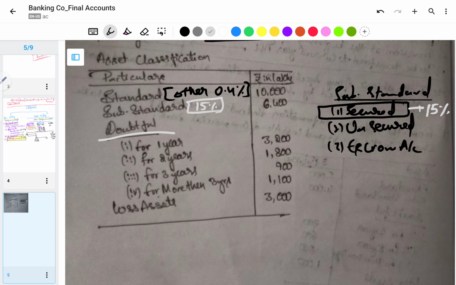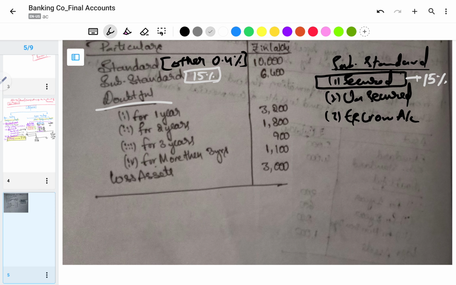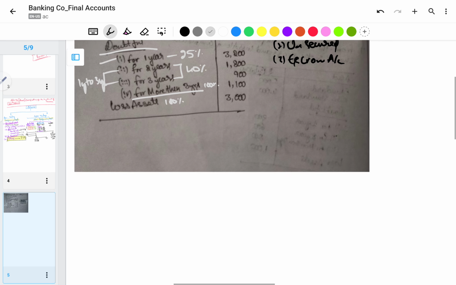Then we have doubtful. Under doubtful we have timelines given for 1 year, 2 years, 3 years. We group 1 year to 3 years. More than 3 years is specified directly. Up to 1 year, 25%. For the 1 year to 3 years, we provide 40% for both. More than 3 years, 100%. Loss assets, 100%. For the same, we calculate below.